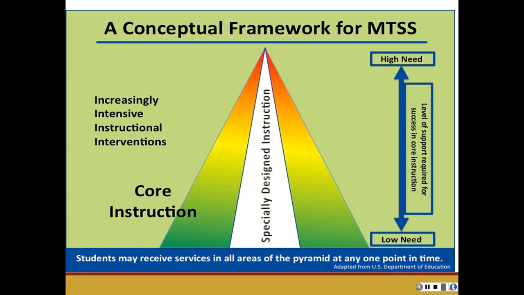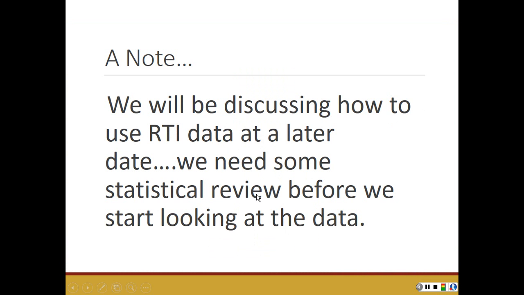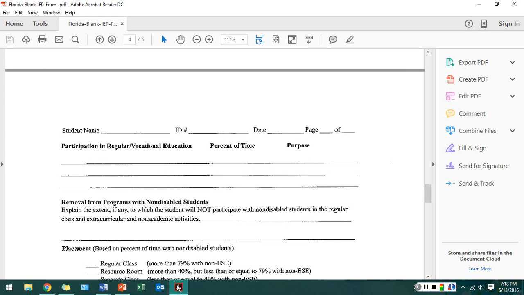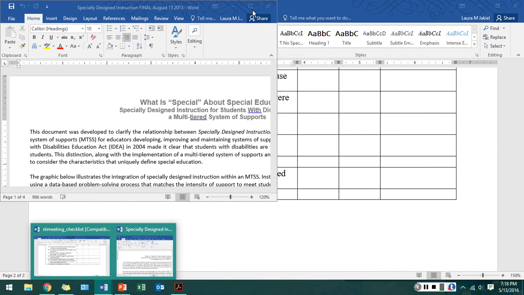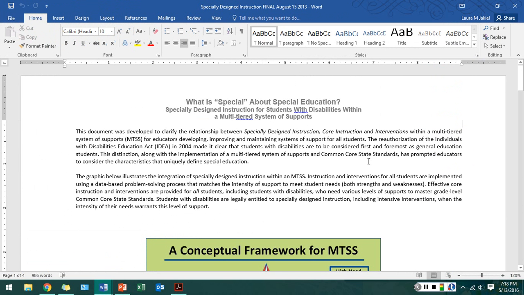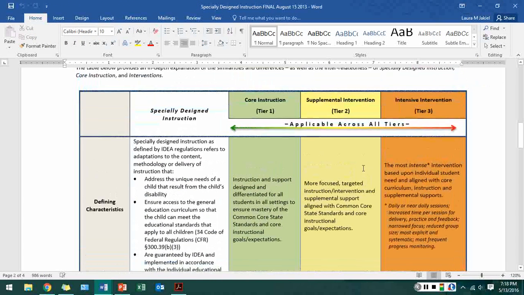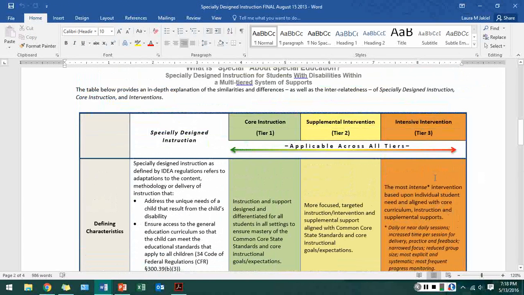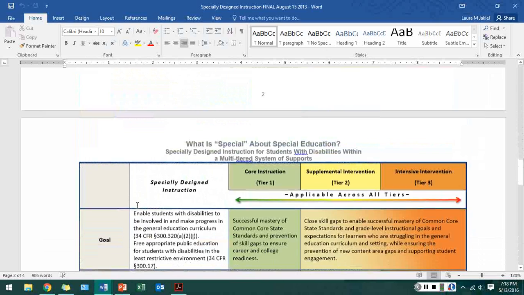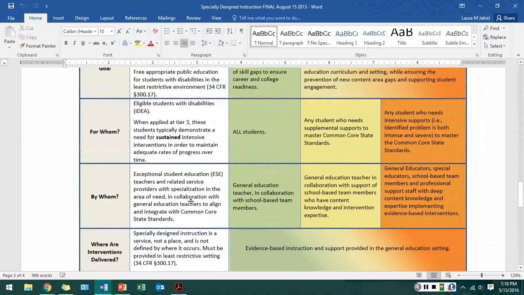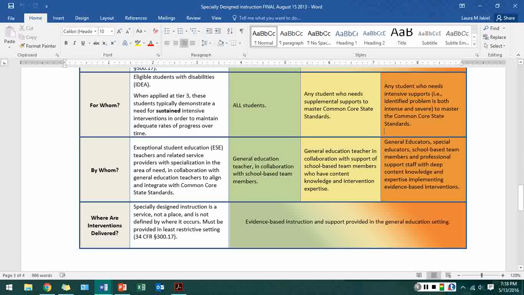So let me switch screens for a second. Oh, hold up. Is it this one? It's this one. All right. So this is the What's Special About Special Education handout, right? This is going to walk you through Tier 1, Tier 2, and Tier 3, the defining characteristics, the focus, the goals, who it's for. The who it's for is pretty simple. Everybody's getting Tier 1. Tier 2 is anyone who got Tier 1 and still needs help, and Tier 3 is anyone who got Tier 2 and still needs help.